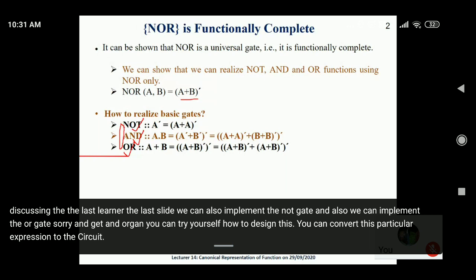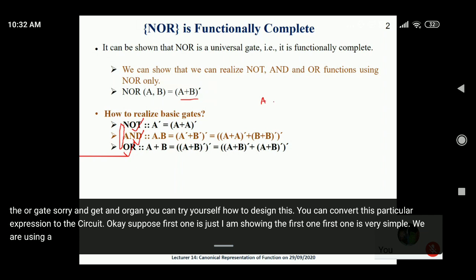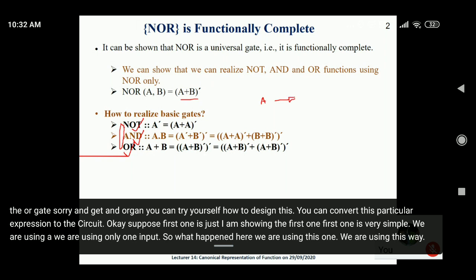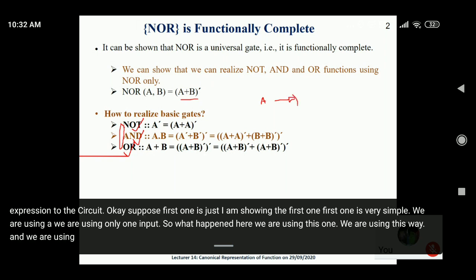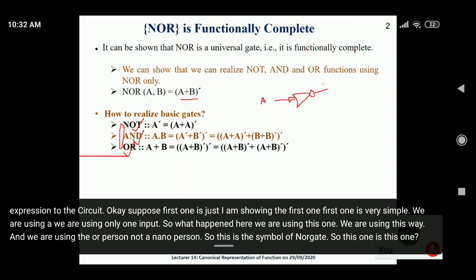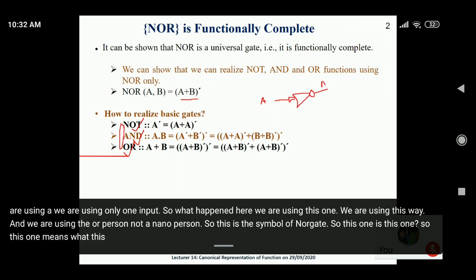Okay. Suppose the first one, I am showing the first one. First one is very simple. We are using A. We are using only one input. So what happened here? We are using this one. We are using this way. And we are using the NOR operation, not a NAND operation. So this is the symbol of NOR gate. So this one means what? This is the A bar. Are you getting my point?